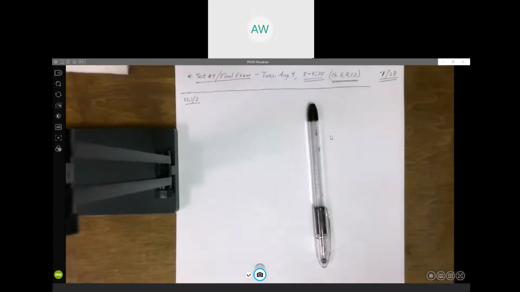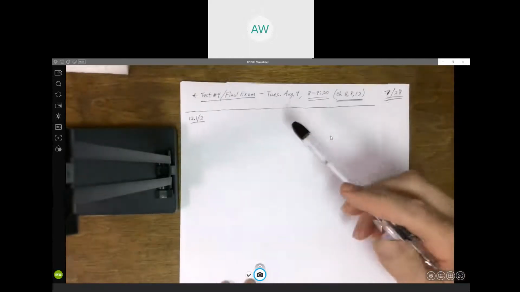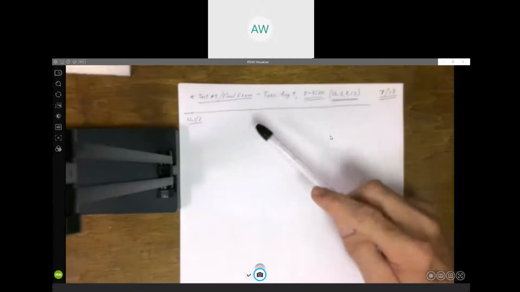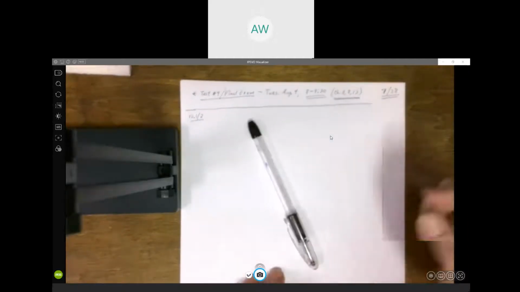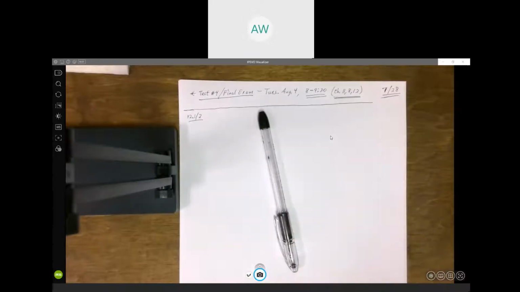Just to remind you, our last test, test 4, final exam, whatever you want to call it, is one week from today. So next Tuesday, August the 4th. And also be aware, the time is different. Again, the exam schedule time is 8 to 11, but this is just going to be an hour and a half test. So 8 a.m. to 9:30 a.m. next Tuesday.